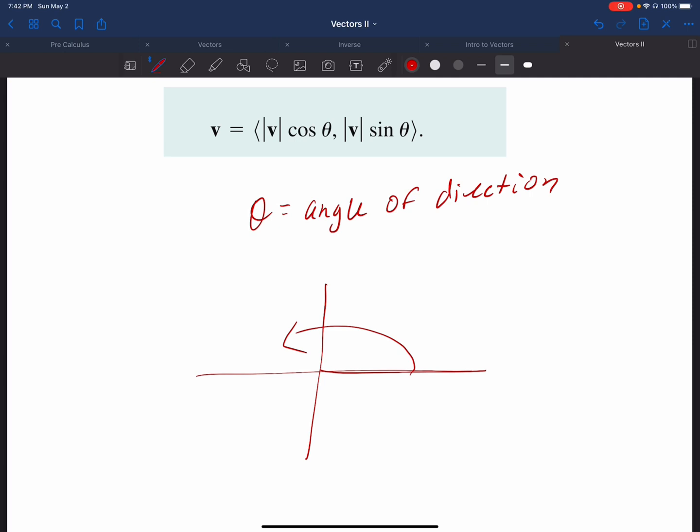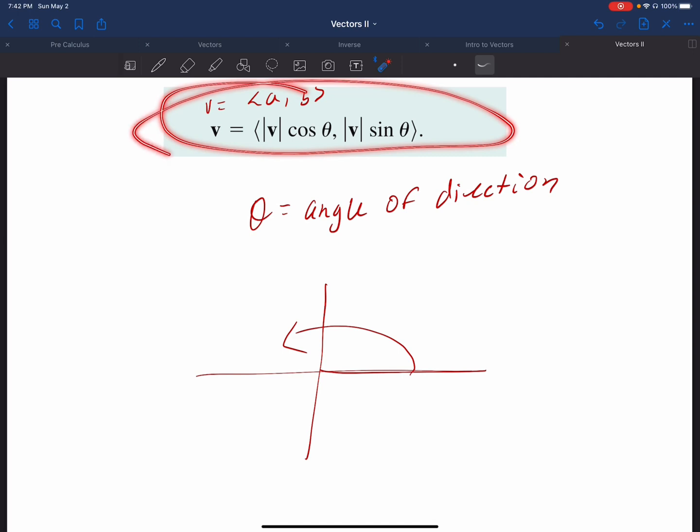So if you remember, the component form is a comma b. So a is going to be equal to the magnitude of the vector times the cosine of the angle of direction, and then b is going to be equal to the magnitude times the sine of the angle of direction. Keep that in mind because we can use this equation to figure out what the direction of the vector is.